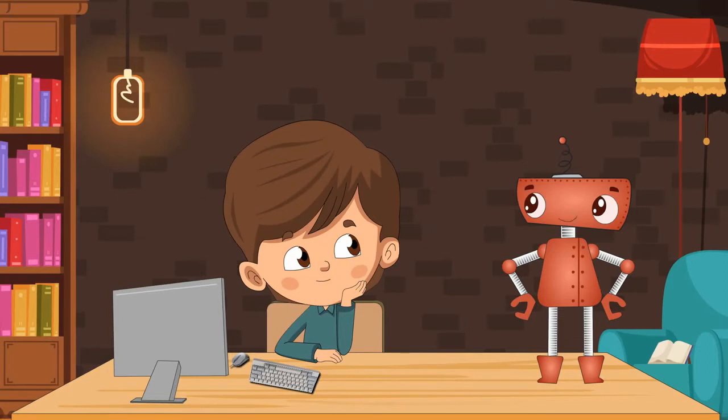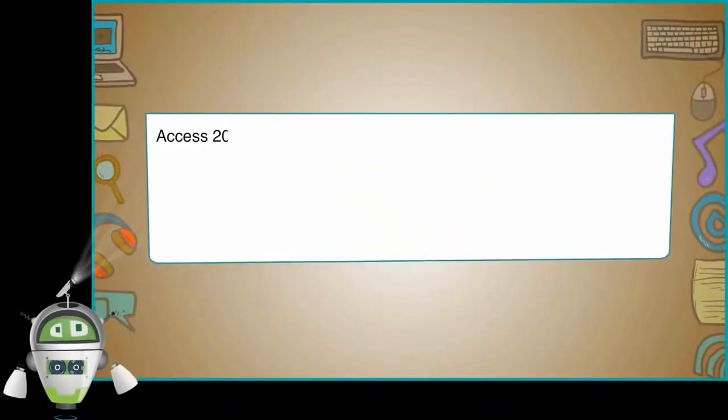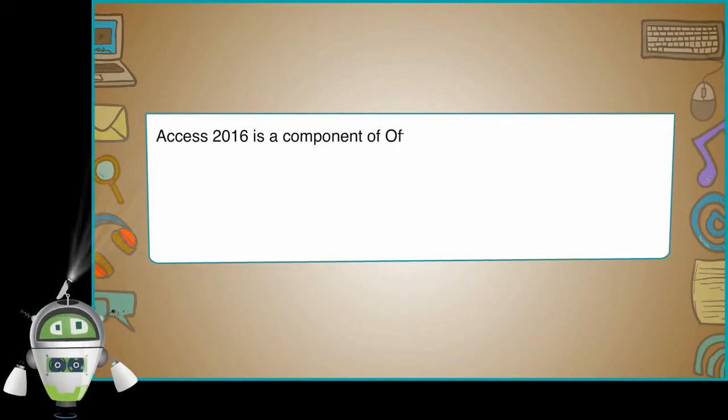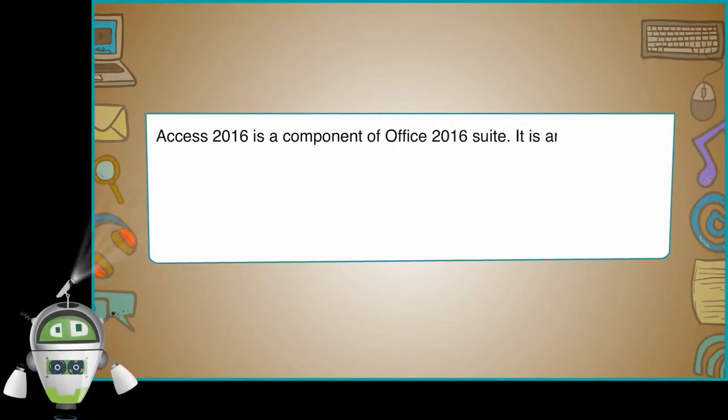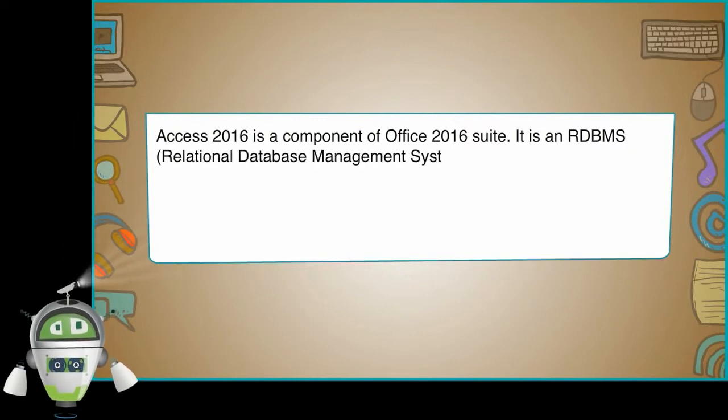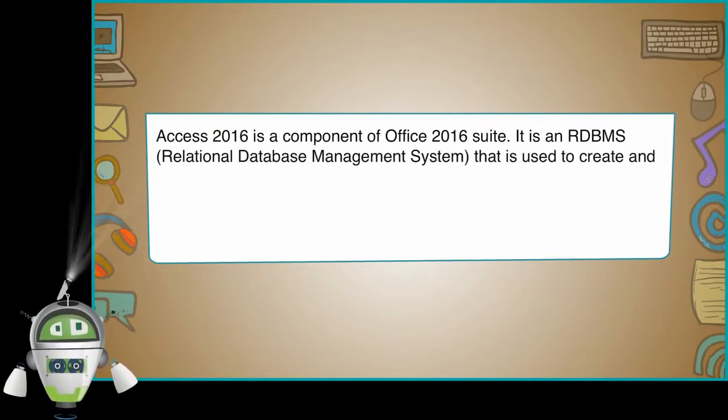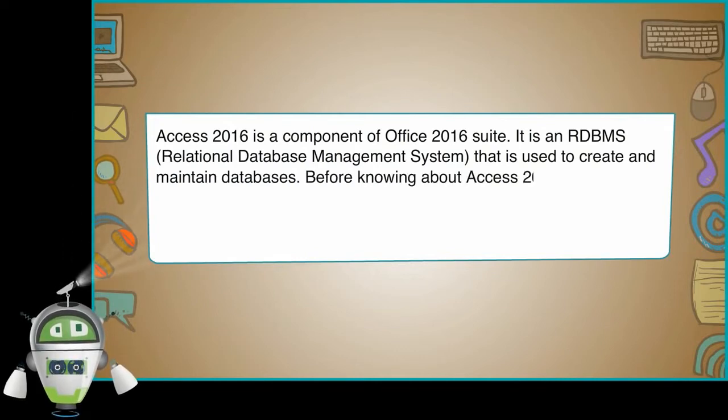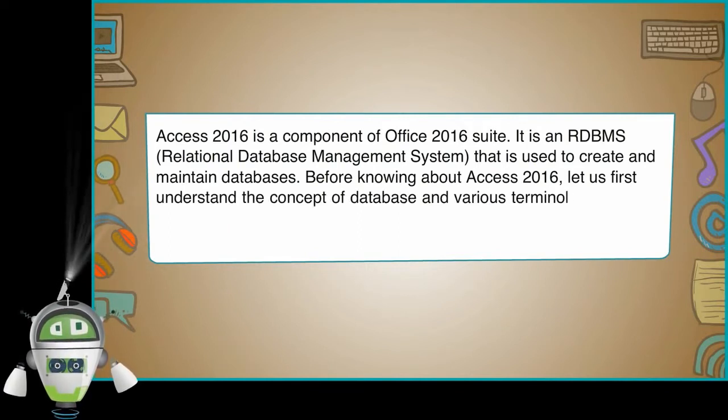Okay, Romy, let us learn about the Access 2016 in this chapter. Access 2016 is a component of Office 2016 suite. It is an RDBMS, Relational Database Management System, that is used to create and maintain databases. Before knowing about Access 2016, let us first understand the concept of database and various terminologies related to it.